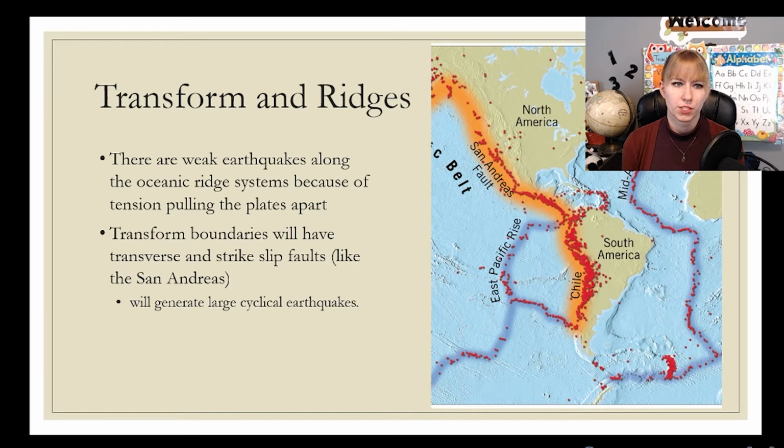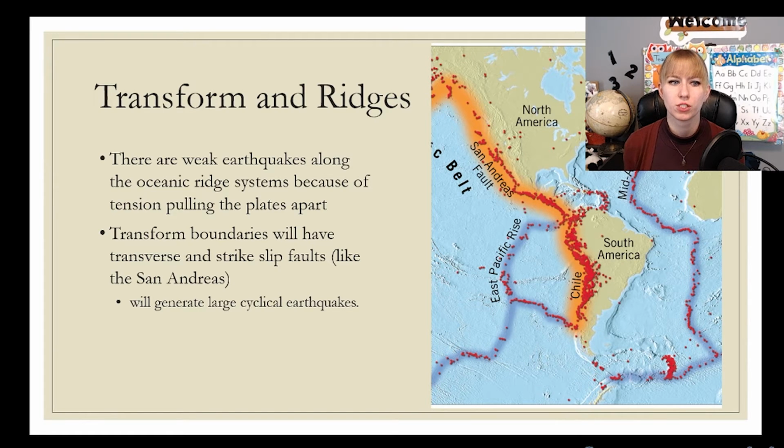Transform boundaries and ridges are where you're going to have weaker earthquakes, like the Mid-Atlantic Ridge, the East Pacific Rise, the San Andreas Fault. Transform boundaries will have transverse and strike-slip faults, like the San Andreas, which will generate large cyclical earthquakes, but nothing along the lines of how large a megathrust fault can be. That's generally where your largest earthquakes are going to be found.